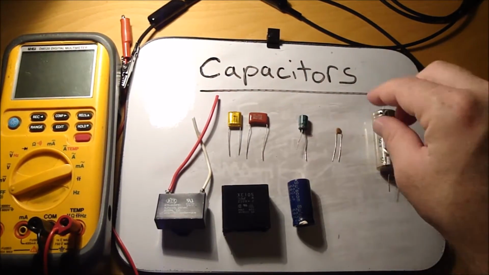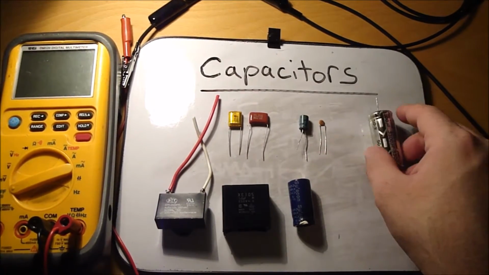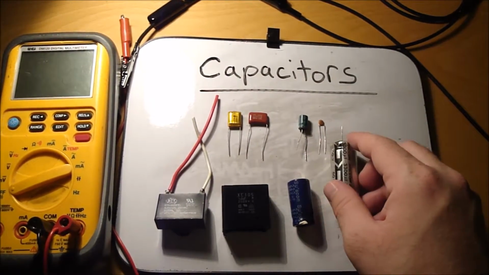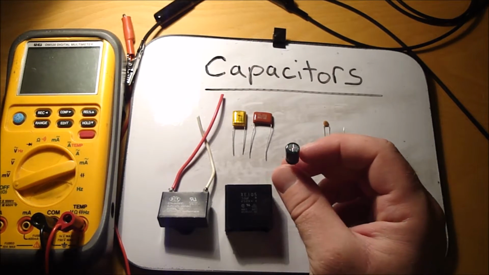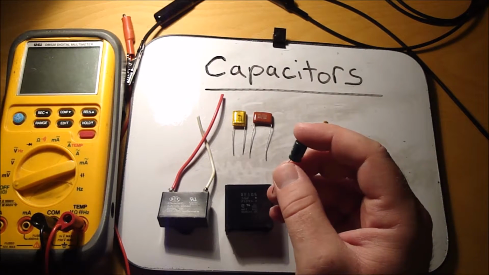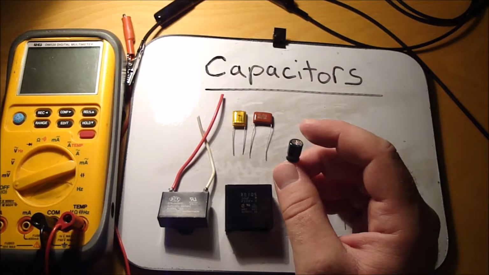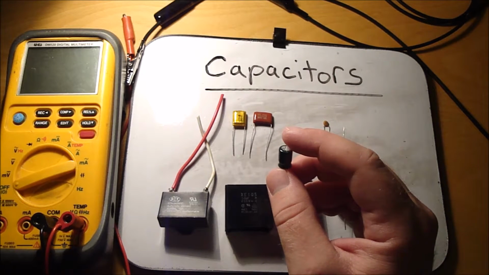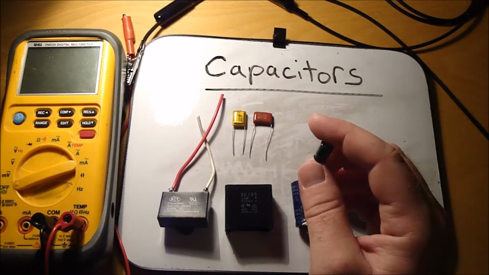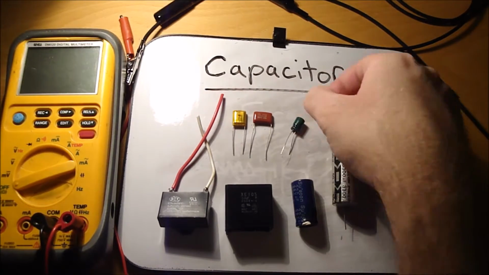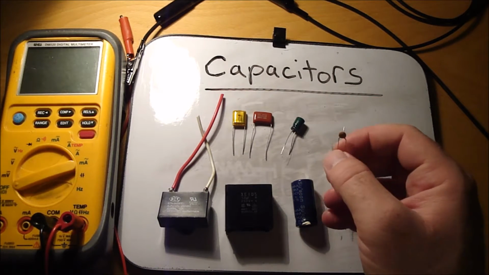Here's another electrolytic that is polarized. This is a ceramic capacitor. It's non-polarized. Here's another one that's an electrolytic that is polarized. So electrolytic capacitors are the ones that I see go bad the most. You'll see them bulge on the top, and sometimes they'll just bulge up a little bit, and other times they'll blow the top completely off and leak out some fluid.